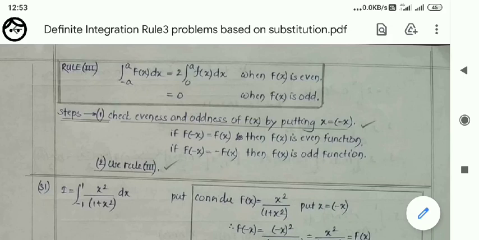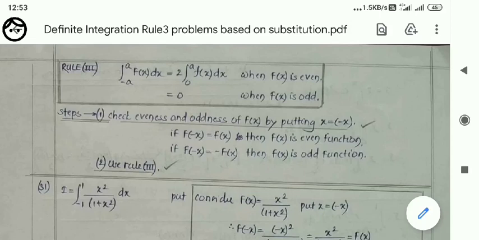So minus a to a is the size of the domain or range, and you have to halve it. Halving means we can take 0 to a. So double the integration, half the domain. So it is 2 integration 0 to a, and the rest of the thing as it is, f of x dx, when it's an even function.